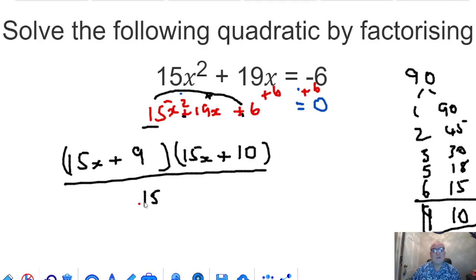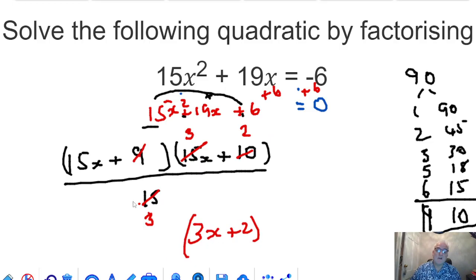Okay, so let's do that. So 5 goes into that 3 times, and 5 goes into that twice. So I've got 3x plus 2. I've still got my 3. Well, 3 goes into 3, but 3 doesn't go into 2. So this bracket I can't do anything with. I've got 3x plus 2.